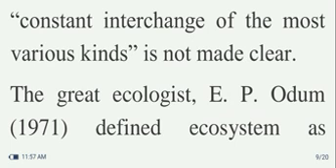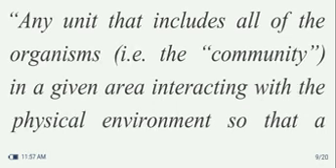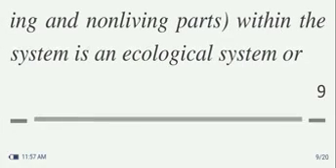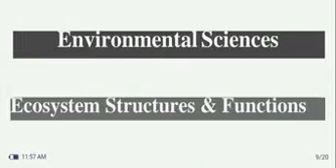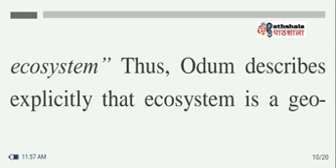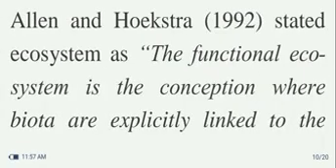The great ecologist E.P. Odum in 1971 defined ecosystem as any unit that includes all of the organisms, the community, in a given area interacting with the physical environment so that a flow of energy leads to clearly defined trophic structure, biotic diversity, and material cycles. Exchange of nutrients between living and non-living parts within the system is another feature of the ecological system or ecosystem. Thus, Odum describes explicitly that the ecosystem is a geographical unit and energy flow plays a central role in defining structural and functional features of the ecosystem.